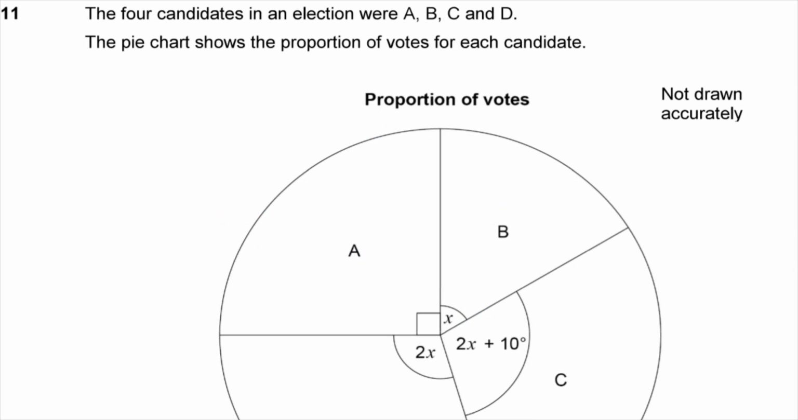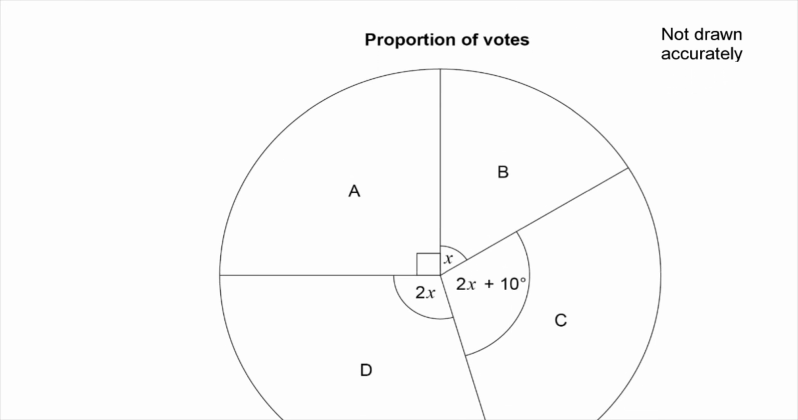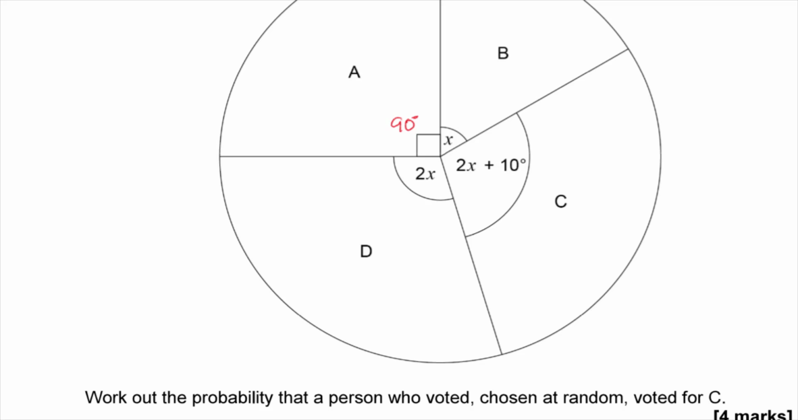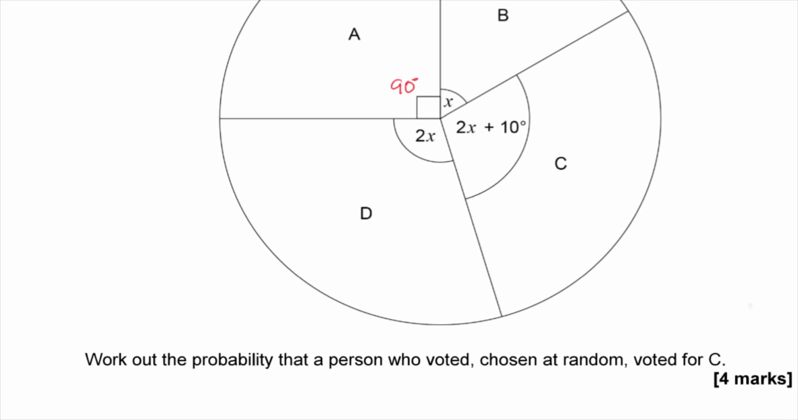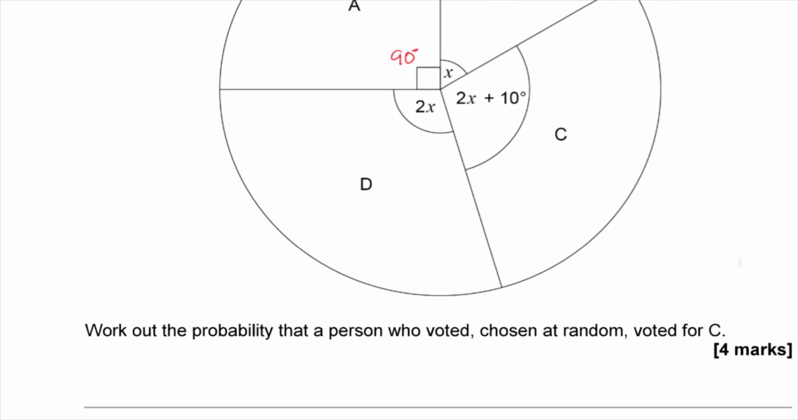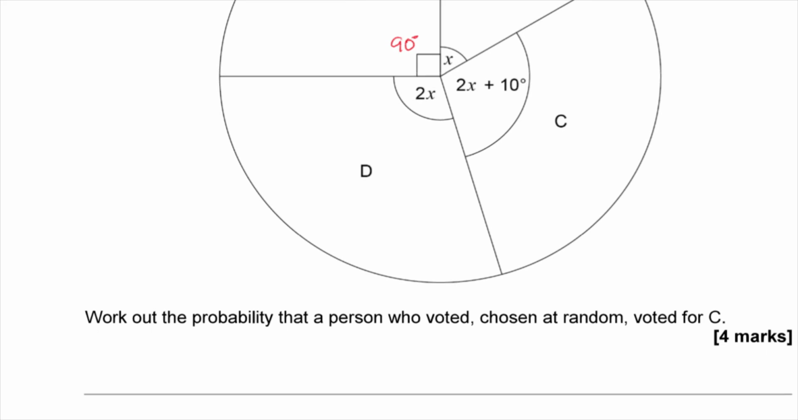Question 11. 4 candidates in an election are A, B, C, and D. The pie chart shows the proportion of votes for each candidate. Now you can see in the pie chart that most of those have been given algebraically. This one here is a right angle, so we must know it's 90. And the other three are algebraic. So I think the first thing we need to do really here is work out what x is. So we know that those three angles there must add up to 360.